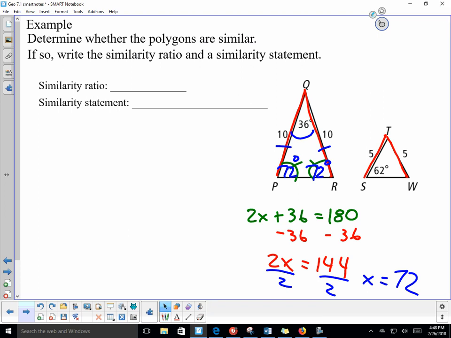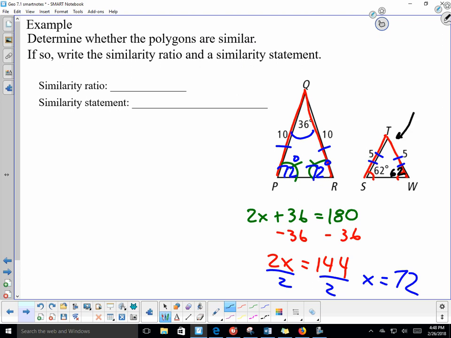But over here in this triangle, this side is congruent to this side. They're both equal to 5, which means that this angle here has to be congruent to this angle. So that means that this angle has to be 62 and this angle is 62. Well, that's a problem because these angles were 72, so the angles are not congruent.